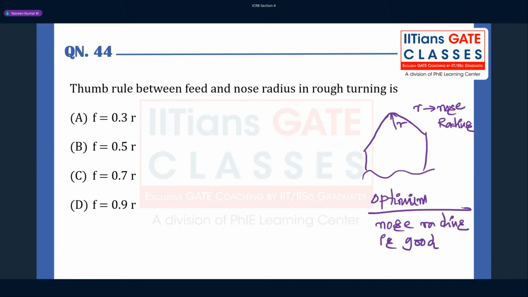Okay. So what is the question here? They're asking the thumb rule between the feed and nose radius. Generally, feed is equivalent to nose radius by 2. That is a thumb rule. There is no other option. You have to remember this. Good.